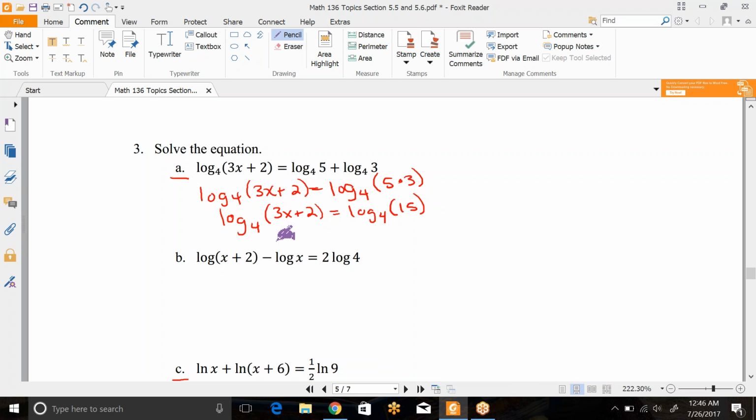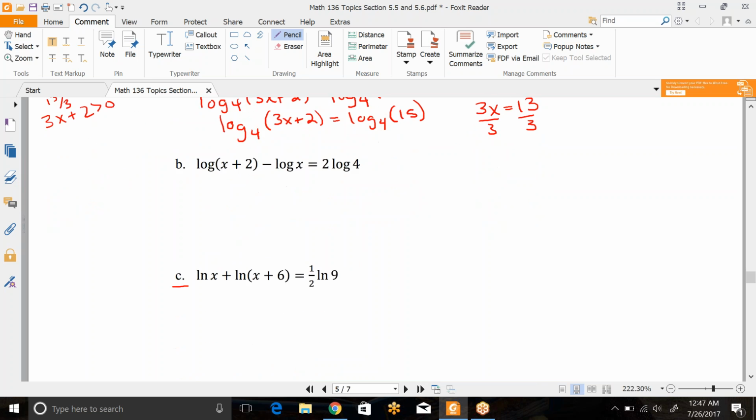And then because we have the same log on each side, we set the insides equal. So 3x plus 2 equals 15. We would subtract the 2 and divide by 3. So we think the solution is 13 over 3. You need to double check that 3x plus 2, since that one has an x, is greater than 0. 5 and 3 are both just numbers, so they're already greater than 0. If you do 3 times 13 over 3, that would just be 13, plus 2 is 15, so that's greater than 0. So that solution does work.